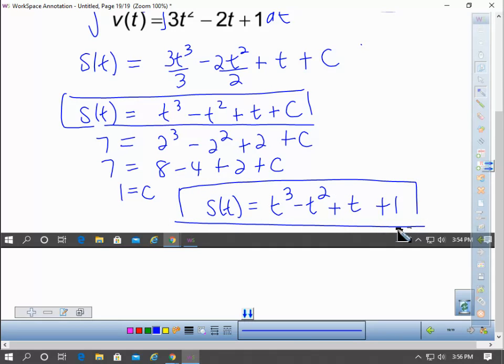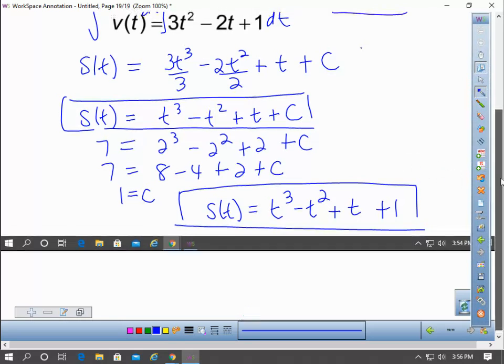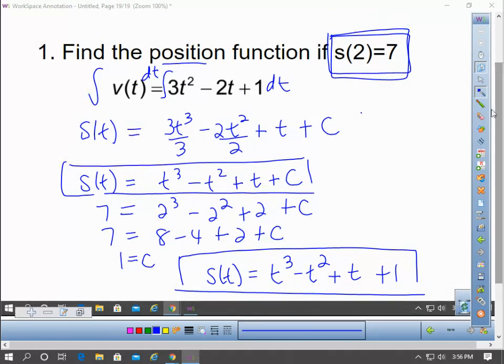All right, so that's just integrating, going backwards. If you know velocity, you can figure out your position, but you need some type of initial condition to figure out the constant from integration.